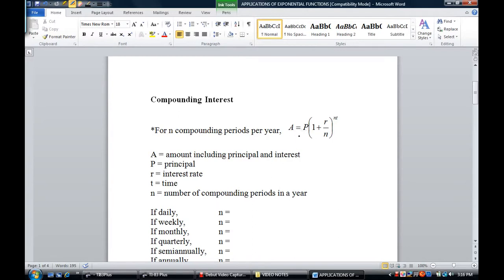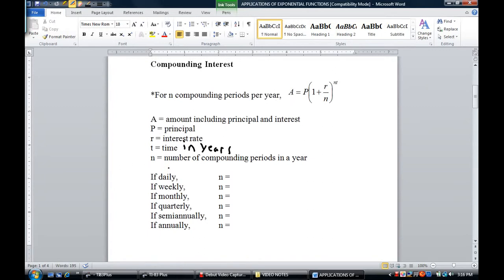I got a little ahead of myself. Sometimes that happens. So A is the total amount. P is the principal. R is the interest rate. N is the number of compounding periods in a year. That N is the same thing. T is the time in years. So keep that in mind.